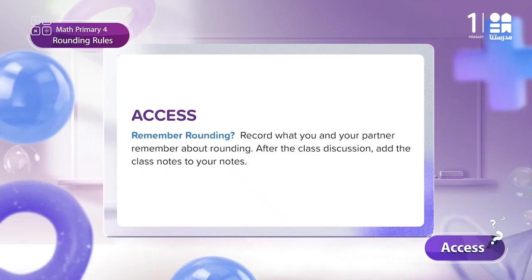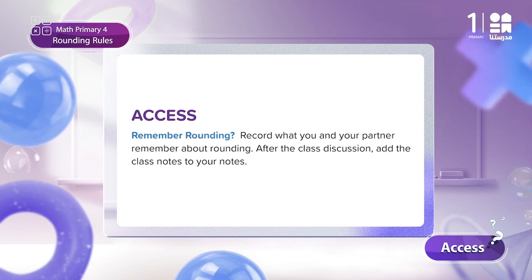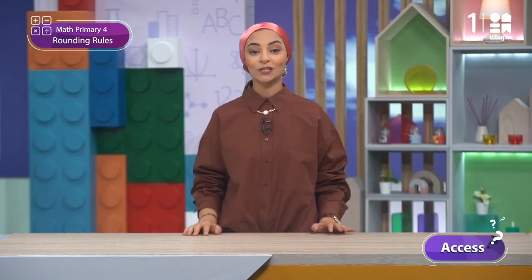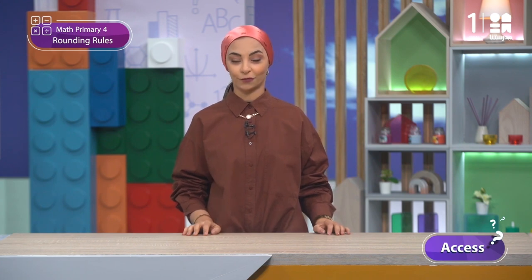To start answering the question received from the student, we will go to the page as you see here to write what we can remember about rounding. Let's remember what rounding we learned in third primary, or what we can deduce from the population example. I will ask you some questions to help you organize your thinking and remember what you have learned before.